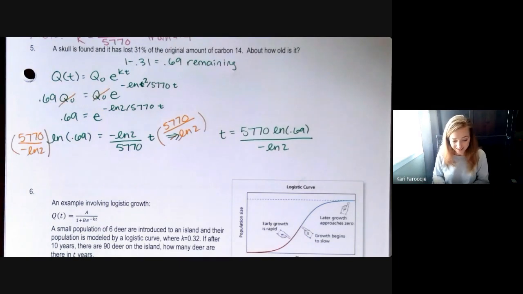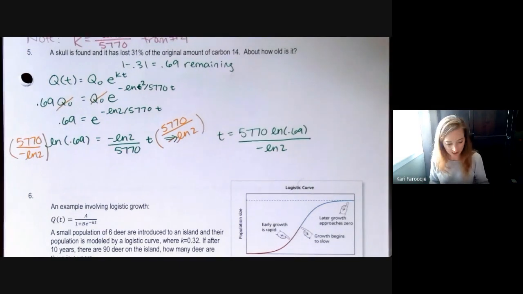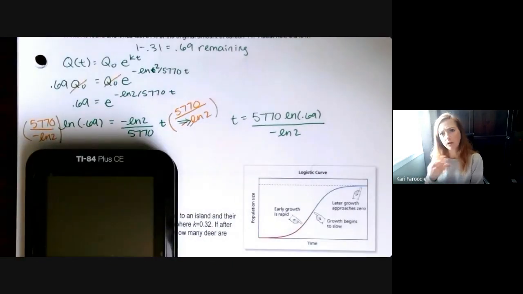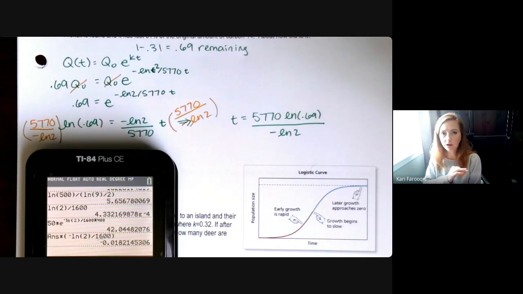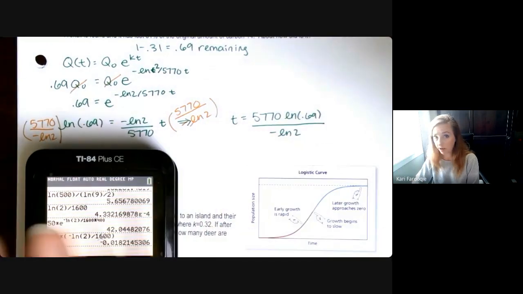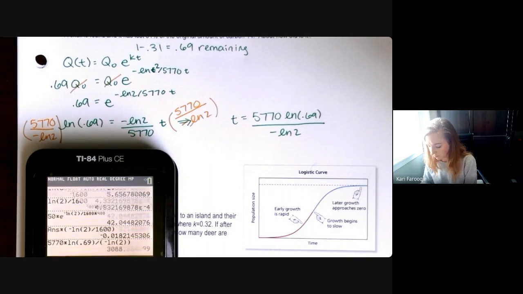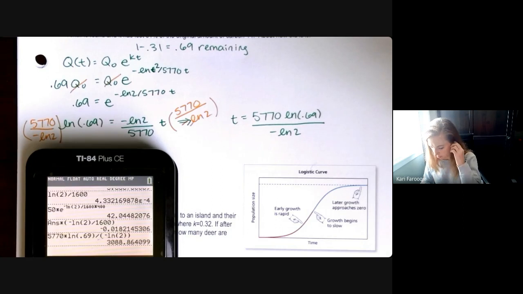That is the exact value, but we're going to make it look a little bit nicer. Nothing wrong with making it look nicer at the end. So when I ask you to round, I'm only going to ask you to round at the end of the problem. Until that point, keep everything exact. Don't approximate your natural logs until you're done. 5770 times the natural log of 0.69 divided by, and I'm going to put parentheses around this because it's negative natural log 2, parentheses.